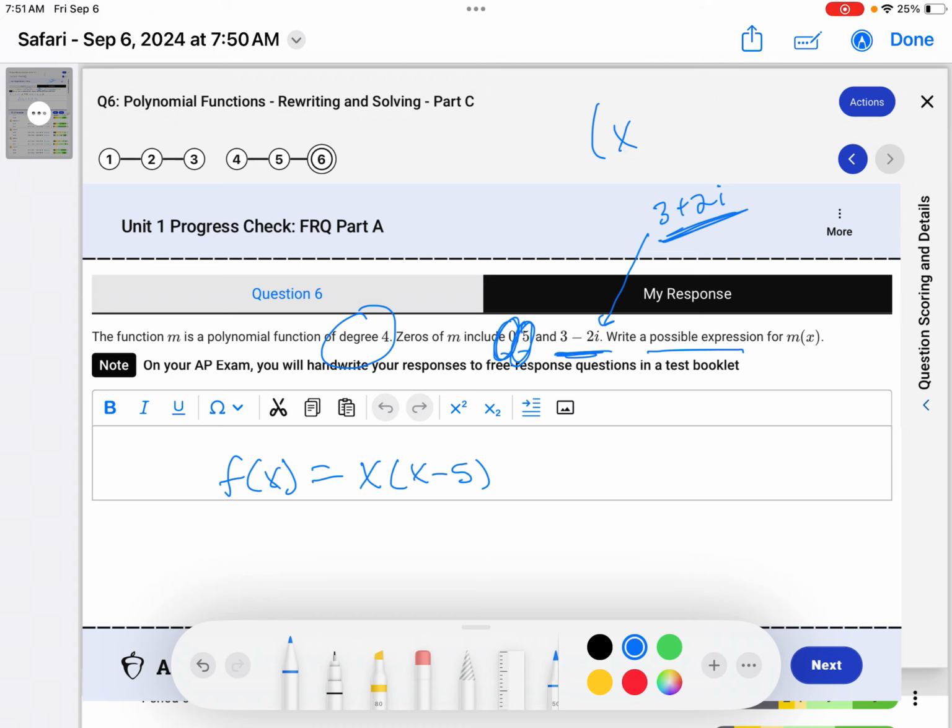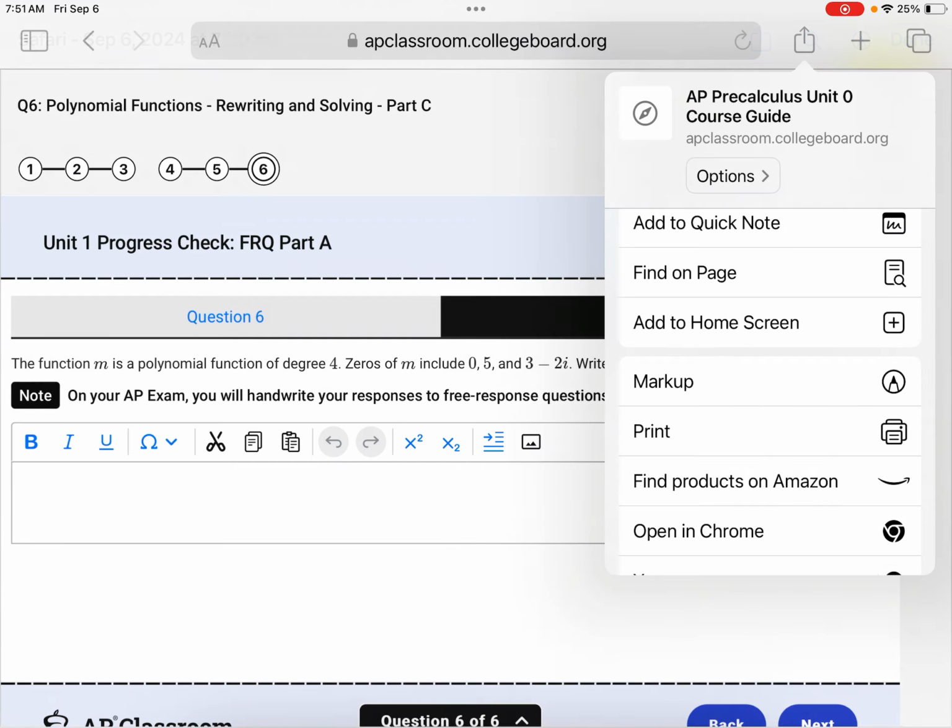For a factor, it's always x minus the number, x minus the 0. So for this one, it'd be x minus 3 minus 2i. And for that one, it'd be x minus 3 plus 2i. And that's all they want. That's all you had to write. That's it. And you don't even have to multiply all of this out. You're done.